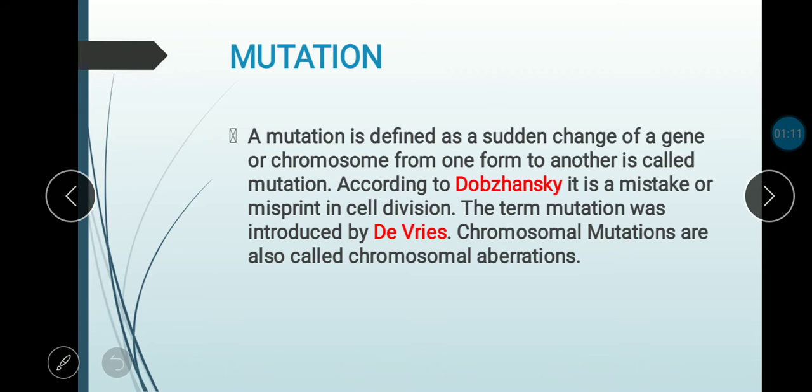According to Dobzhansky, it is a mistake or misprint in cell division. The term mutation was introduced by the scientist De Vries. Chromosomal mutations are also called chromosomal aberrations. This is all about the concept of mutation.